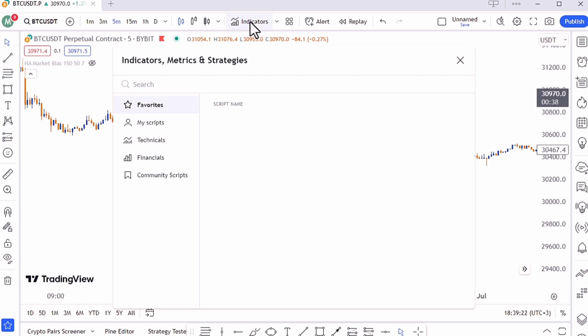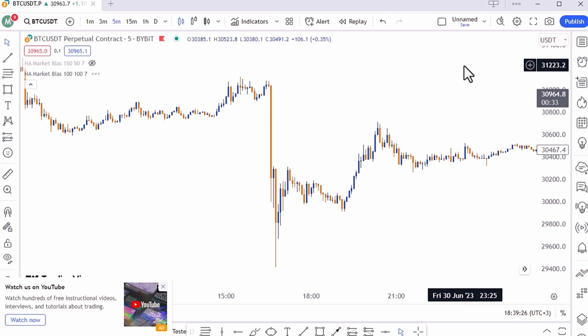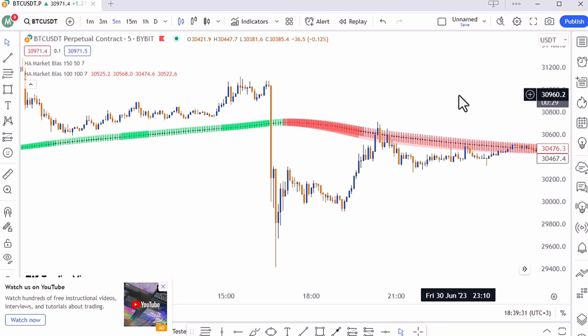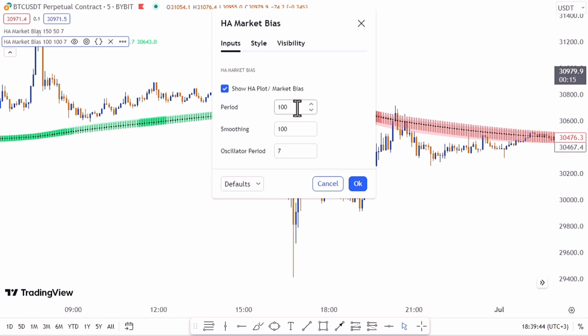and then start trading. By adding 2 market bias indicators to the chart, each with different settings, we can see both the short and long-term trends.